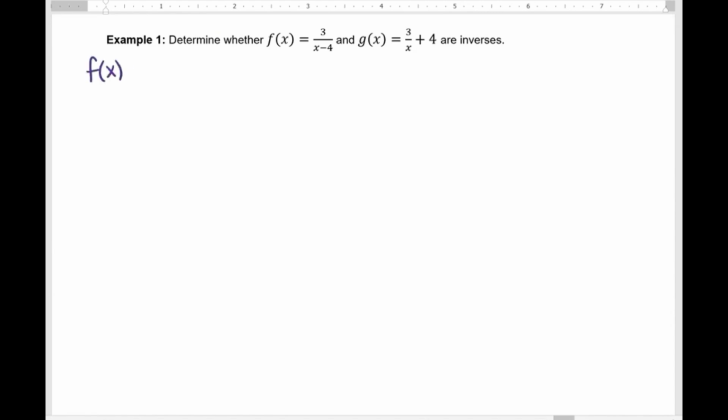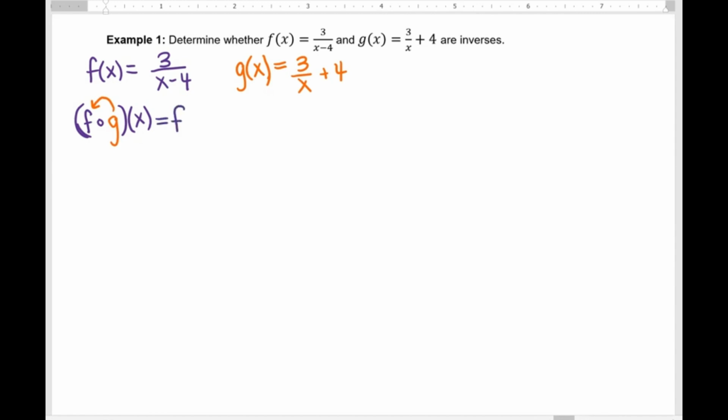I'm going to let f of x be my purple function. I'm going to have g of x be my orange function. And I'm color coding because we're going to be doing some composition. So we need to first find f composed with g of x. But remember that when we do this composition, it means we're plugging g into f. So this really means that we need f of our orange function.